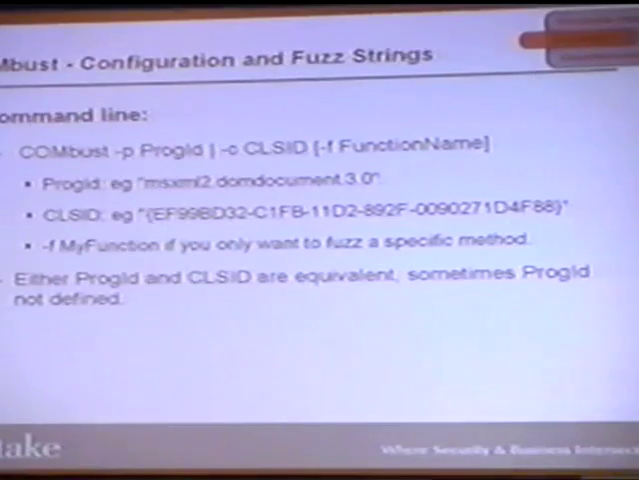Combust can use both, -p and then prog ID, for example, MSXML2 DOM document .3.0 if you want a specific version of the XML COM object. Or for the same object, if you know the CLS ID, then you can type it in. Hopefully you cut and paste it from the registry or from another source.